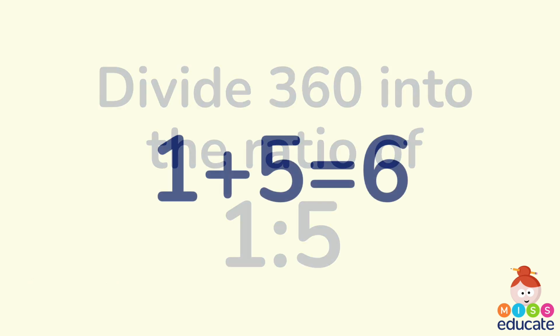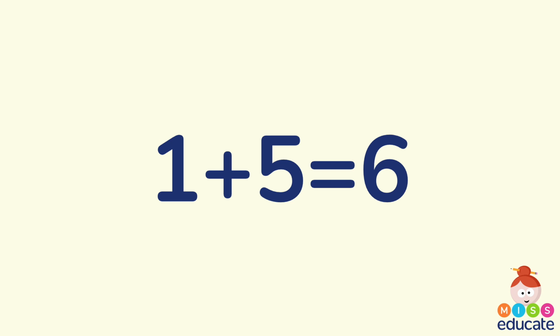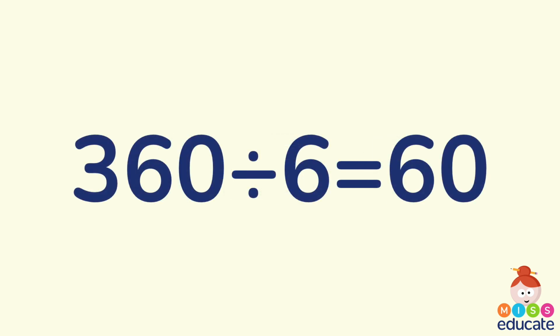First of all, we're adding those parts together. So 1 plus 5 is 6. Then we want to divide that 360 by 6 and we get 60. Use your number facts here. You could do 36 divided by 6 and you know that's 6. And then you're just timesing it by 10 because 360 is 10 times bigger than 36. So we know then that one part is 60.